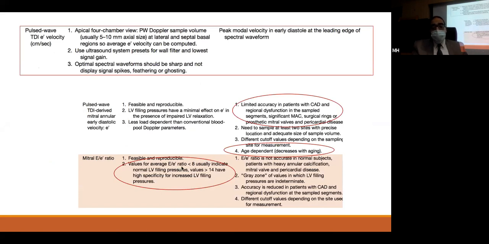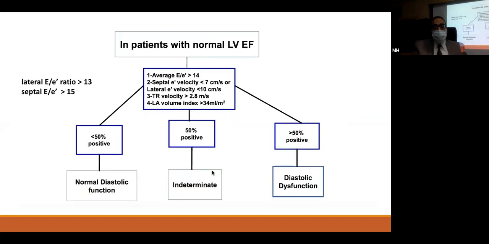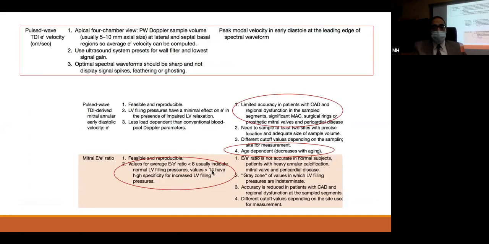Also, if the E/E prime ratio is between 8 and 14, we know that normal is below 8, this does not mean that the patient has normal filling pressure, but you need other tools to confirm whether he has diastolic dysfunction or not. So just to repeat, it's very important: there are 4 variables that you can use to assess the diastolic function in patients with normal ejection fraction. You need 3 among these 4 to surely diagnose diastolic dysfunction. If you have 2, it is indeterminate, and you may use other tools, as I will highlight later on.